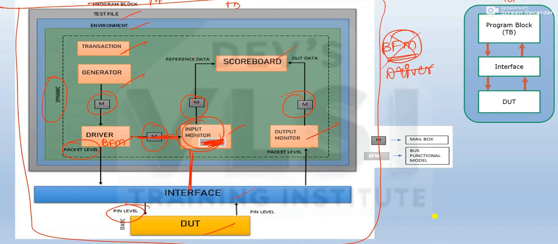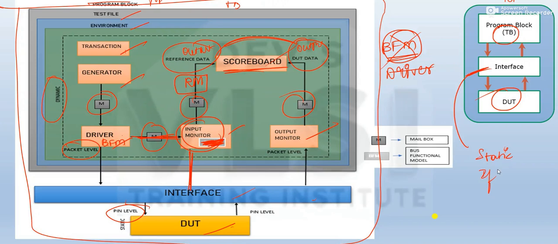You can see reference data and DUT data: the expected output or golden reference output and the actual DUT output are both compared in the scoreboard. If you want, you can add a reference model as an extra component. Check the mailbox and interface too. See, the interface is between the test bench and the DUT, and this is specifically a static interface.